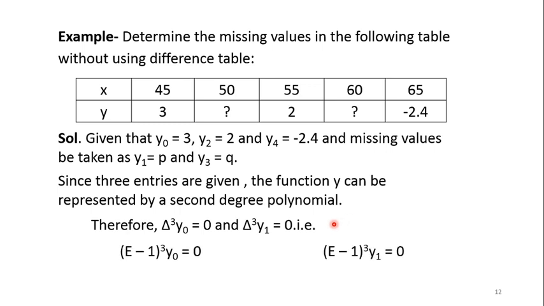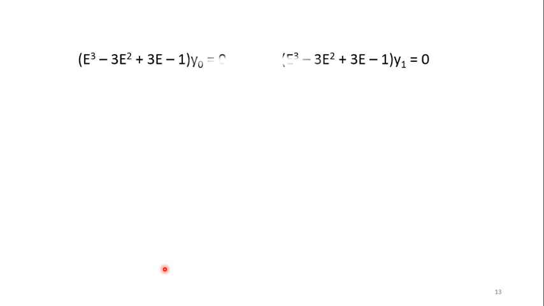So how can you find the third difference? By using shifting operators. So E minus 1 whole cube on y0 equals 0, and E minus 1 whole cube on y1 equals 0, because we know the relation between the shifting operator and the forward difference operator. Just by opening this bracket using the algebraic formula for a minus b whole cube, and then operating on y0, we get E cube minus 3E square plus 3E minus 1 on y0 equal to 0. Similarly, we apply the same algebraic formula here.